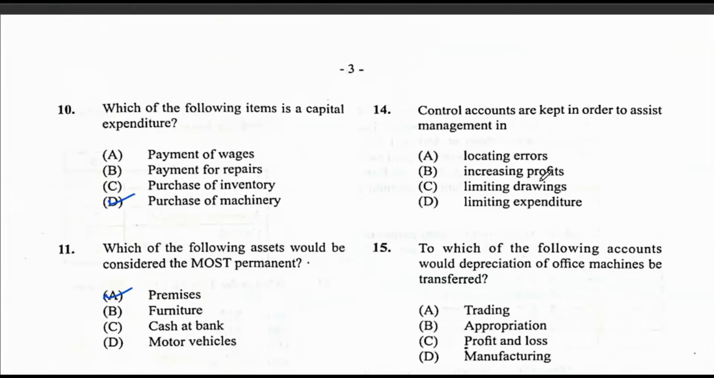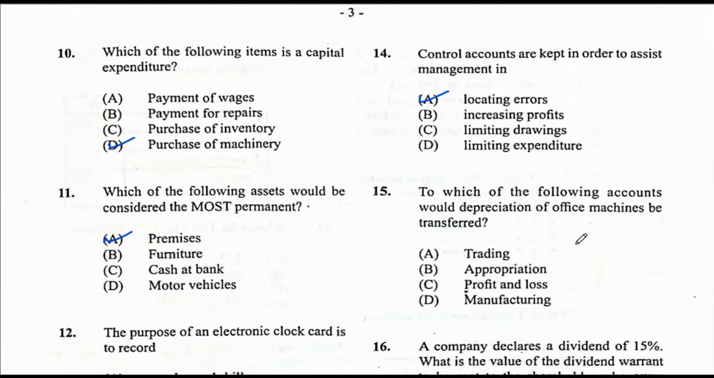Moving on to question 14. Control accounts are kept in order to assist management in, well, when we look at the topic of control systems, we would have seen bank reconciliation, sales ledger control, purchase ledger control accounts, even errors, all those fell under the control systems, and those different systems would be used to mostly locate errors. So question 14 answer is A.